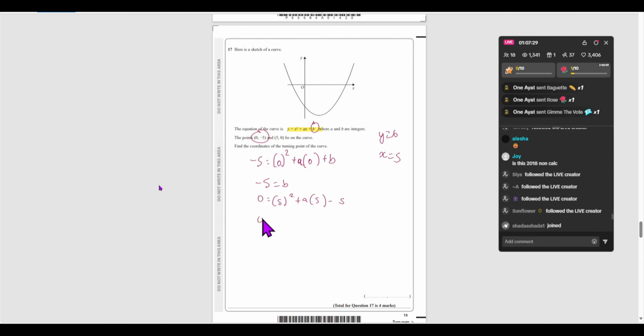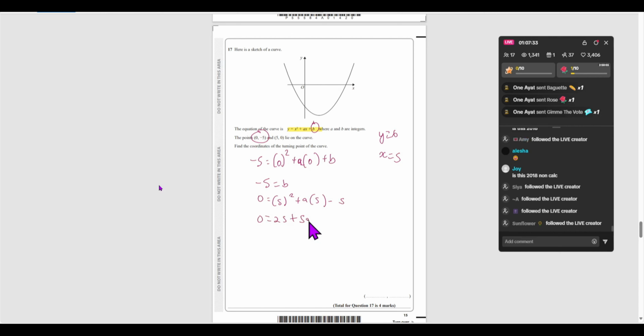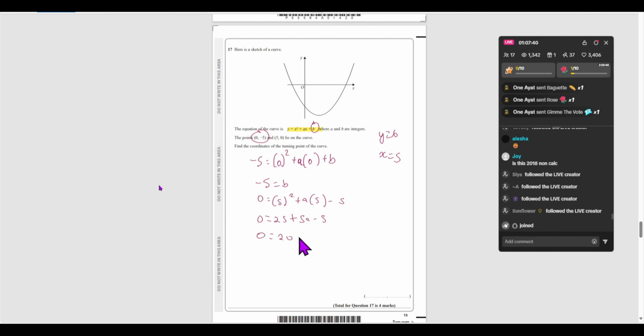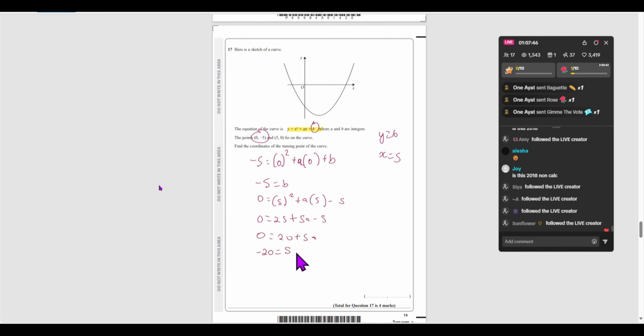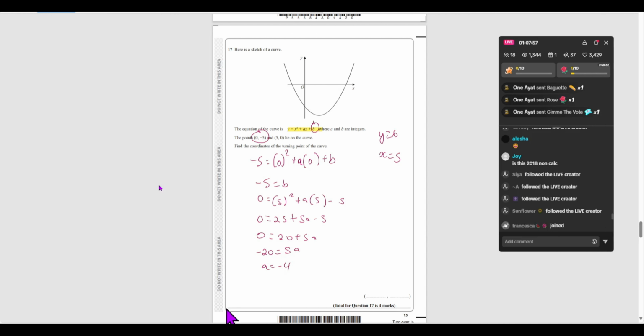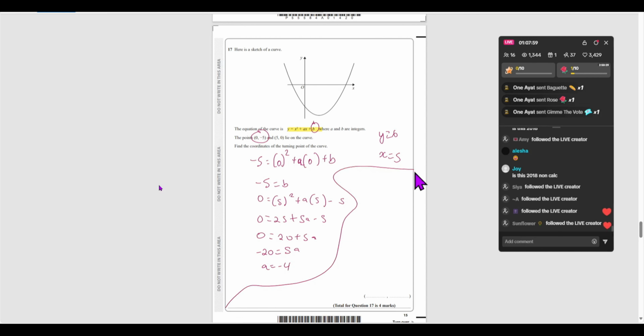And then when you simplify this, you'll get 0 is equal to 25 plus 5a minus the 5. And that will be equal to 0 is equal to 20 plus 5a. And then we rearrange it, you will get minus 20 is equal to 5a. And then a is equal to -4. Now we've got the values of a and b. Now we can finally write our equation out fully.